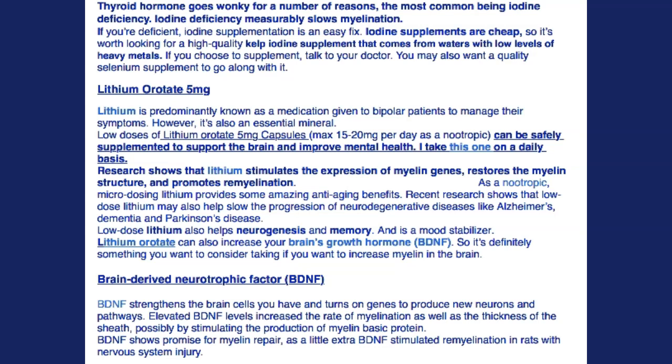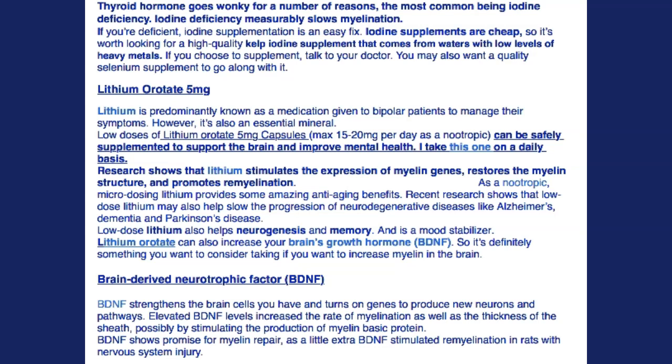Lithium orotate, 5 mg. Lithium is predominantly known as a medication given to bipolar patients to manage their symptoms. However, it's also an essential mineral. Low doses of lithium orotate 5 mg capsules, and a maximum of 15 to 20 mg per day as a nootropic, can be safely supplemented to support the brain and improve mental health.